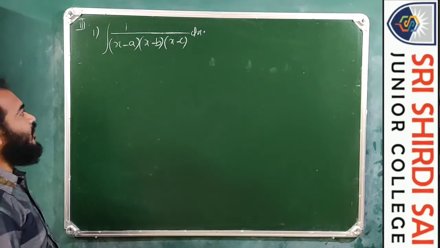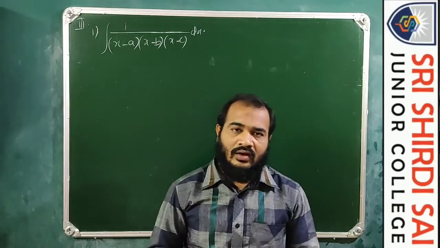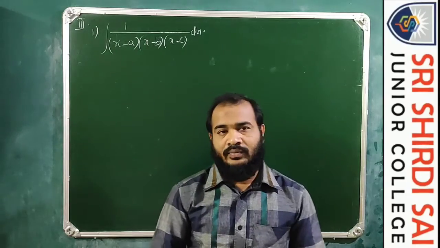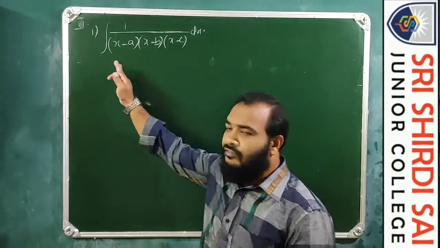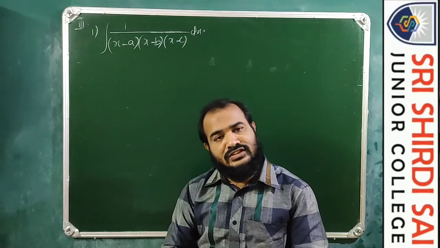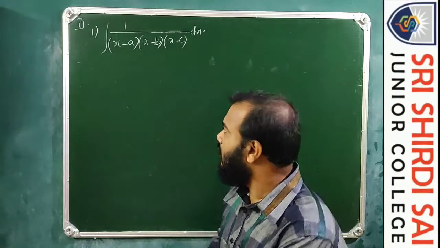So let us discuss the first problem from third Roman: integral 1 / ((x - a)(x - b)(x - c)). The same question you can see in the chapter partial fractions which we have recently completed. Everything we have done before in the chapter of partial fractions is the same everywhere, and in the last step we have to integrate. Okay, so let us do this.